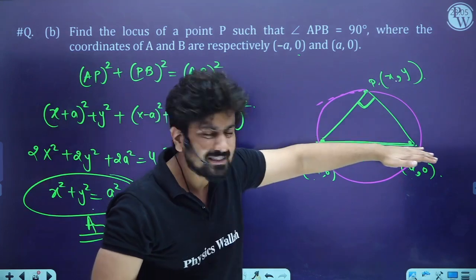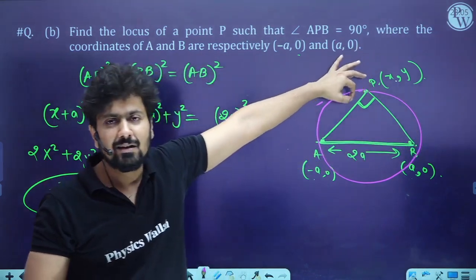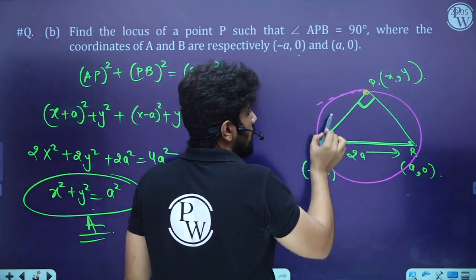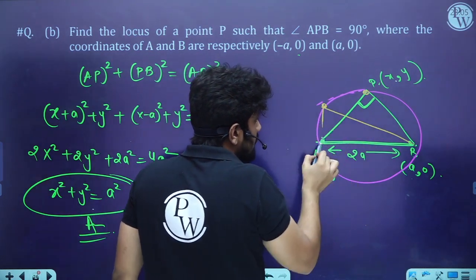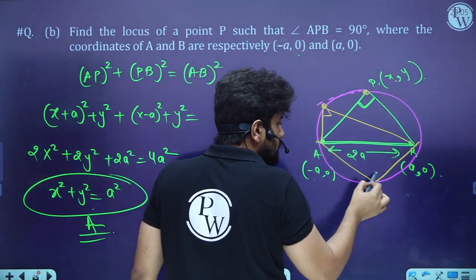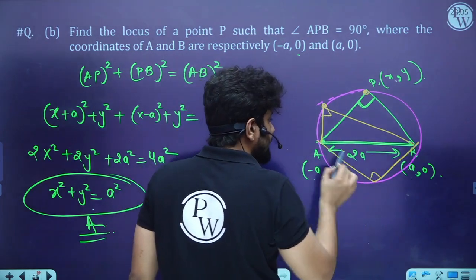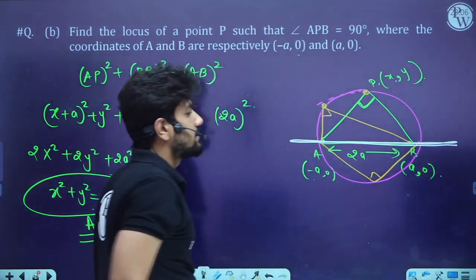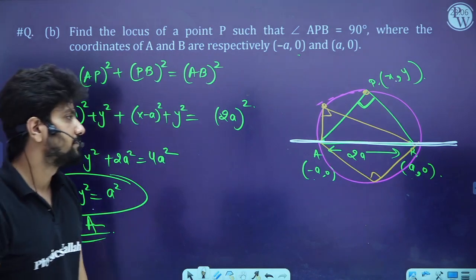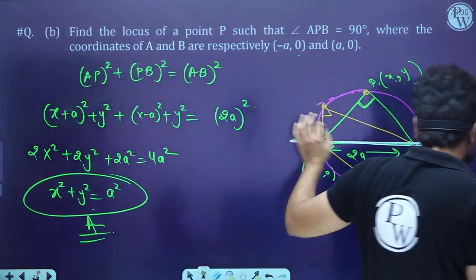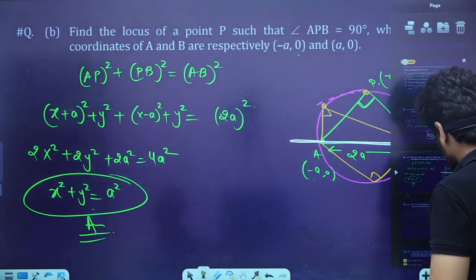Because the diameter of a circle is going to make a right angle at the circumference, right? So this is the point P, or point P can be somewhere over here. This is also a right angle, or point P can be somewhere over here. This is also a right angle. Because why? Because AB is the diameter of that circle. So point P is moving in a circular path. This is the equation of a circle. Now moving ahead.